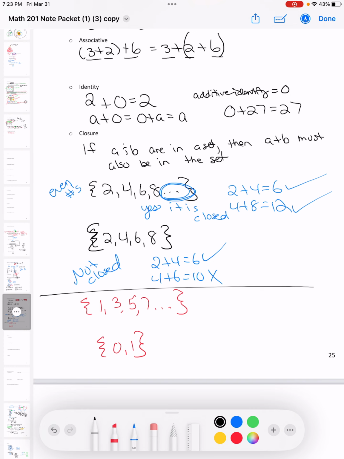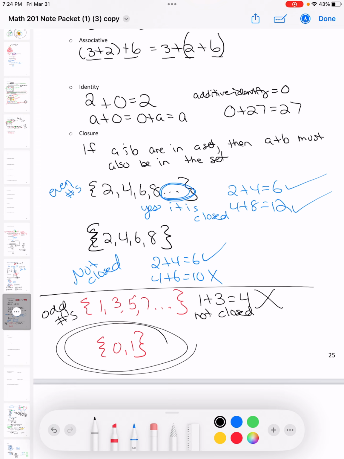Let's look at this first one. These are the odd numbers. If you didn't try it, go ahead and hit pause now and try it. These are the odd numbers. So if I were to take any two of these numbers, if I add them together, the answer is not in the set. An odd number plus an odd number will always give me an even number. 3 plus 5 is 8. 3 plus 7 is 10. 5 plus 7 is 12. 11 plus 9 is 20. Two odd numbers added together, the sum is even. So we say this guy is not closed.